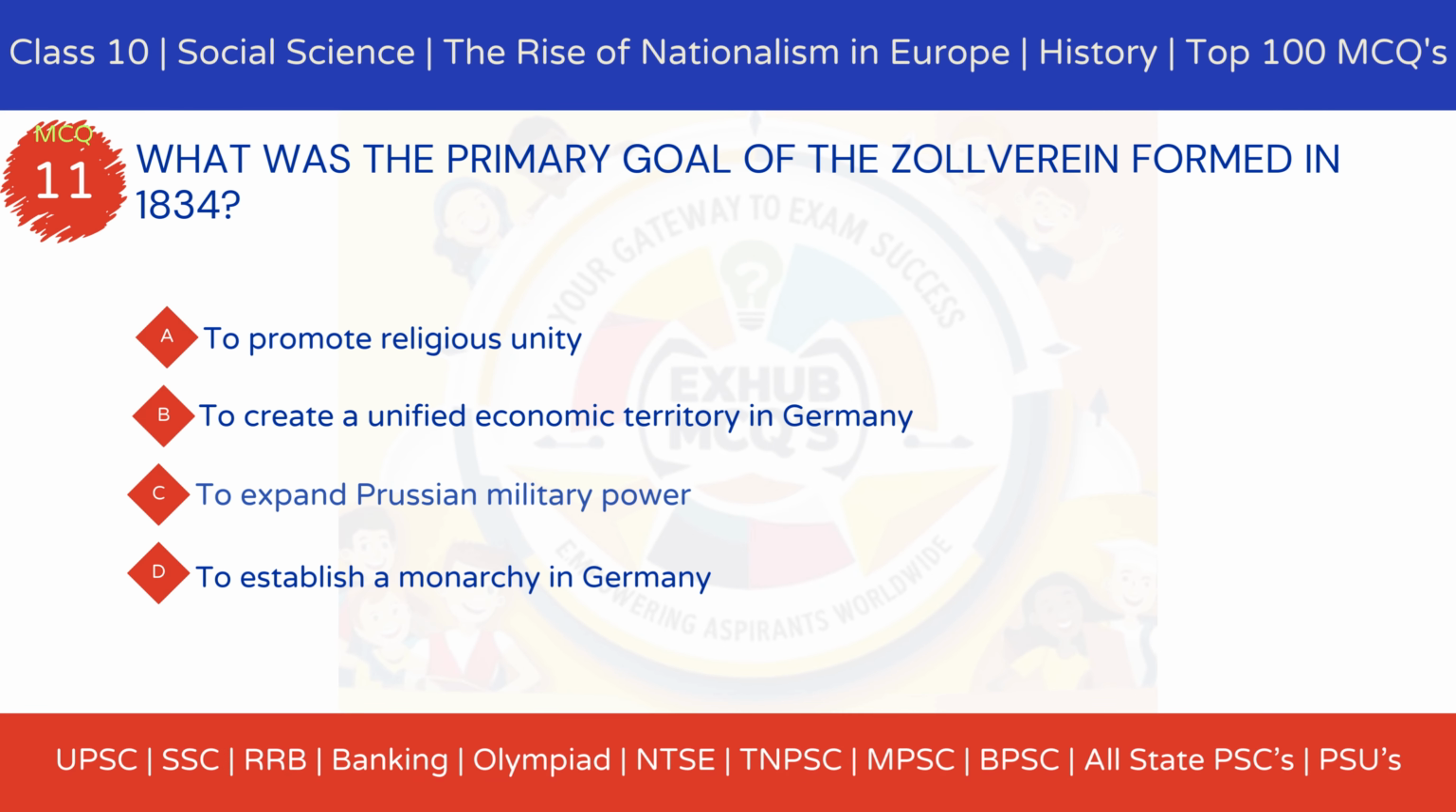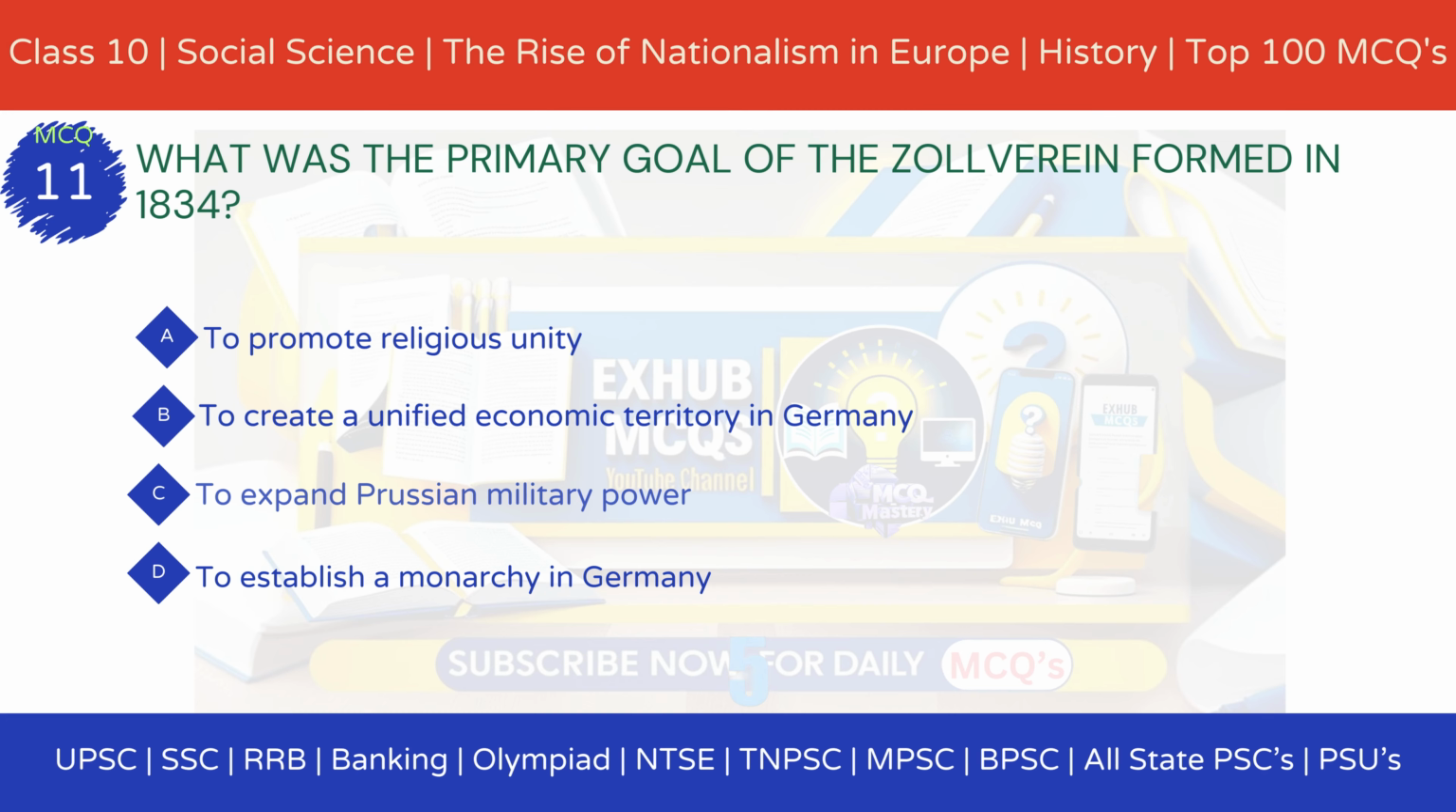MCQ 11. What was the primary goal of the Zollverein formed in 1834? Option A. To promote religious unity. Option B. To create a unified economic territory in Germany. Option C. To expand Prussian military power. Option D. To establish a monarchy in Germany.